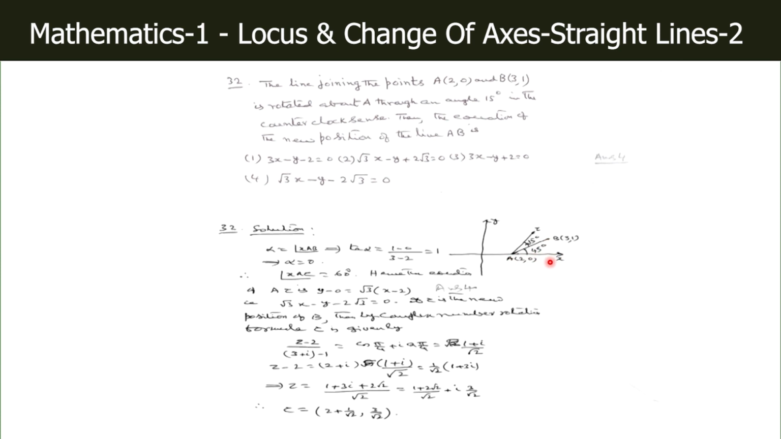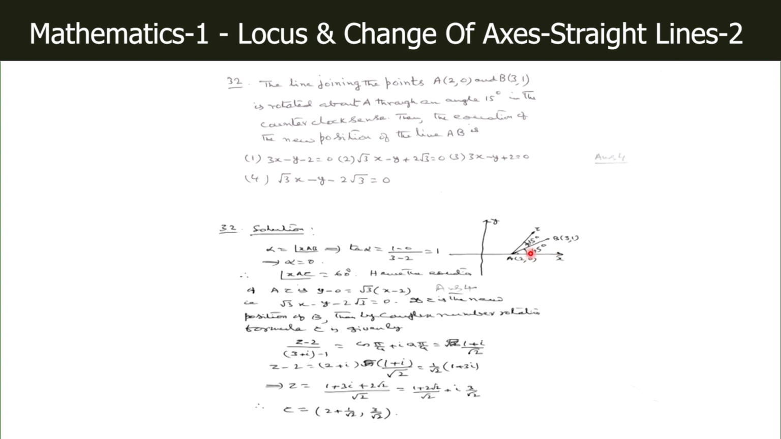AB makes an angle of 45 degrees with the positive direction of the x-axis, because the slope of AB is simply 1. So the angle made by the new position of AB with the positive direction of the x-axis is 45 plus 15, which is 60 degrees. That means angle XAC is equal to 60 degrees.